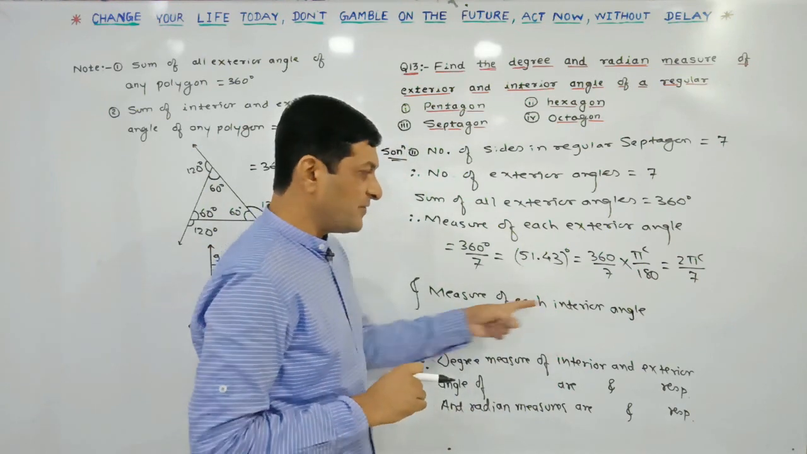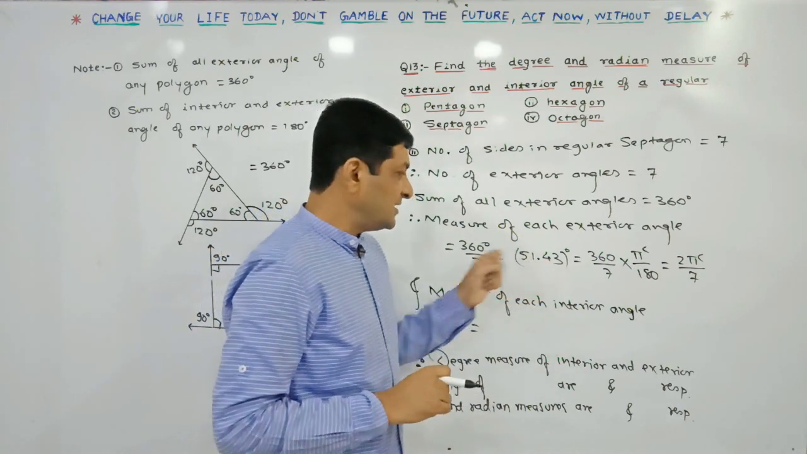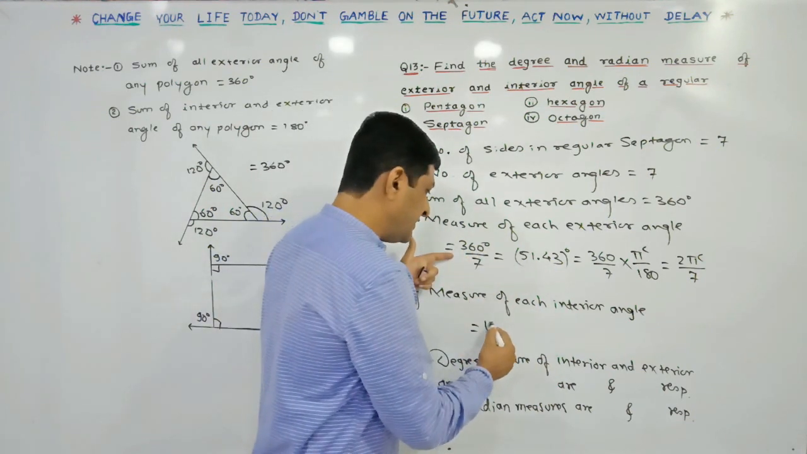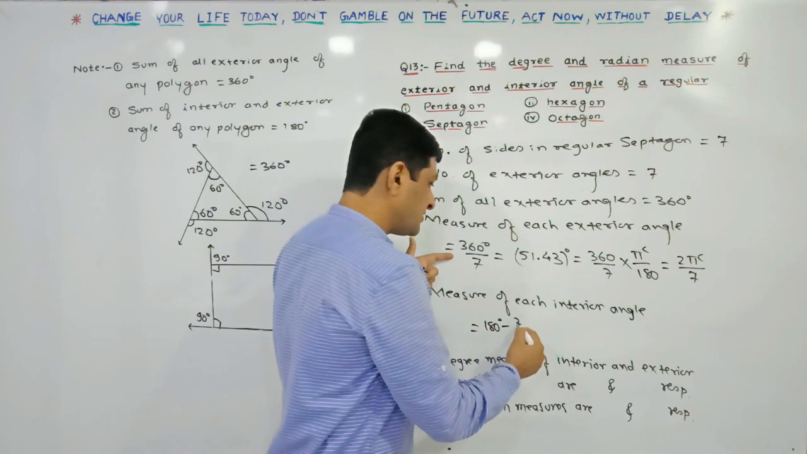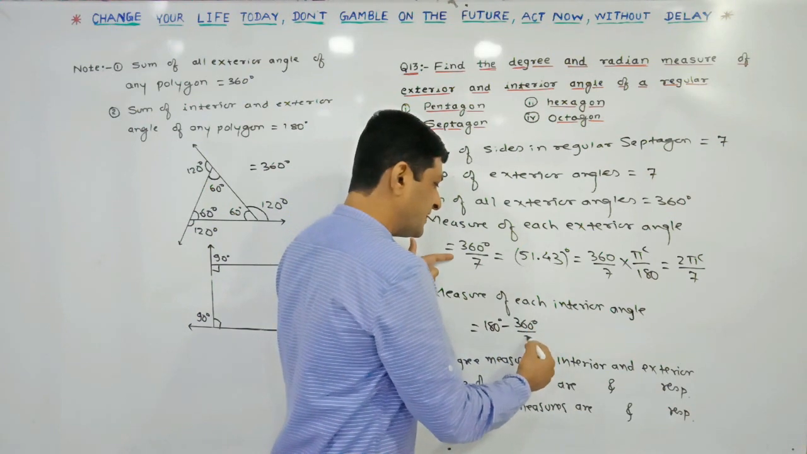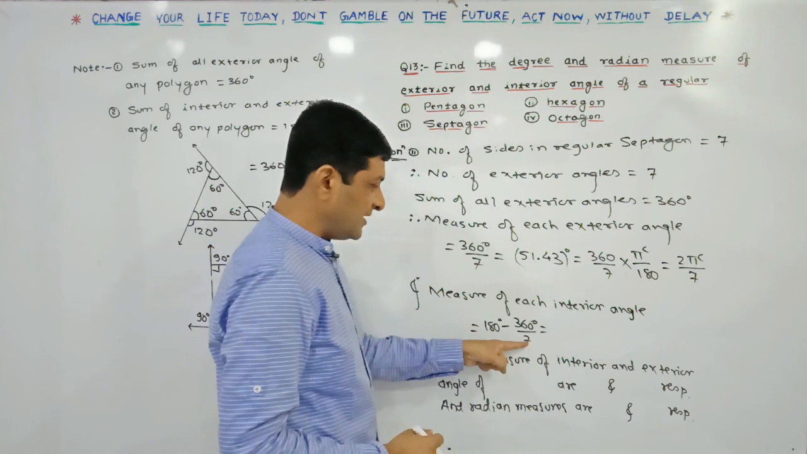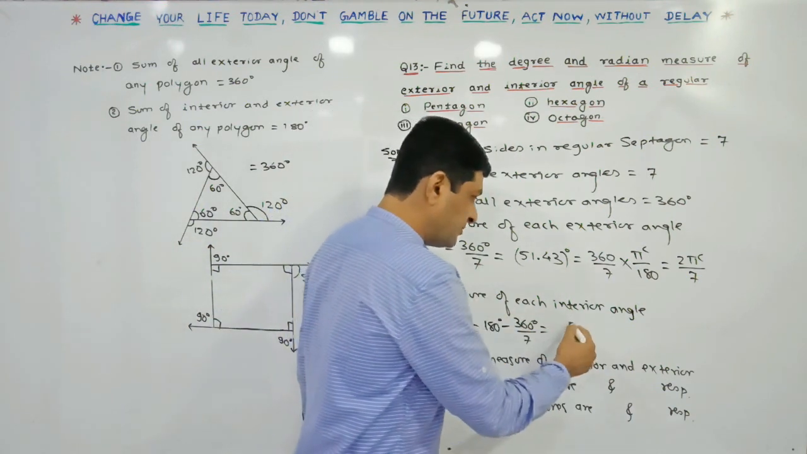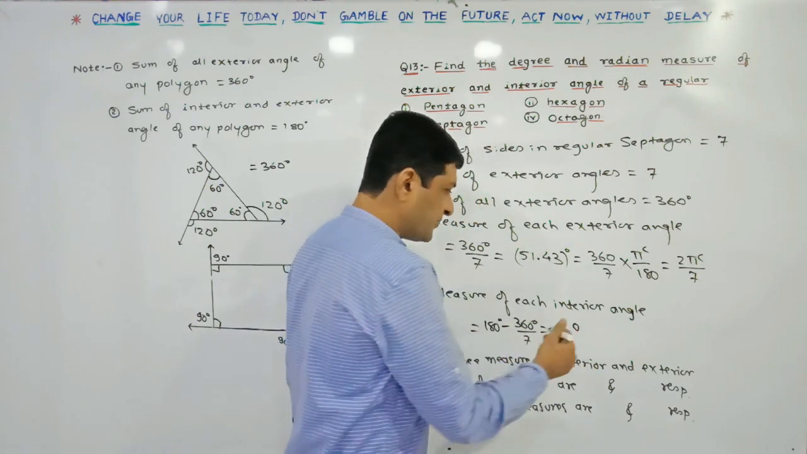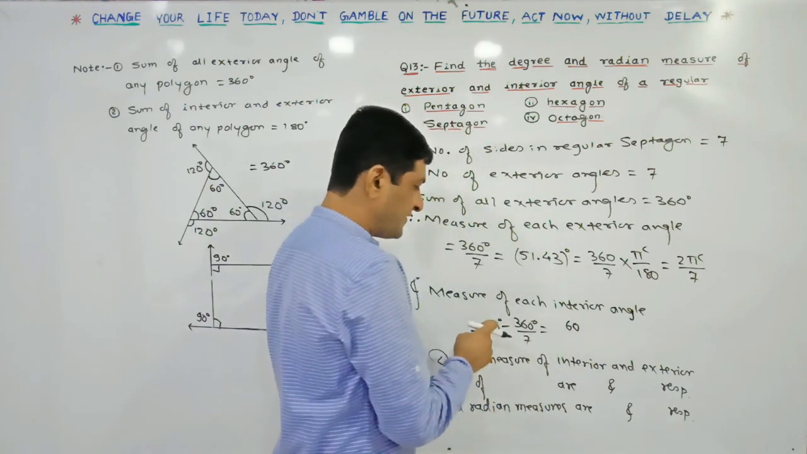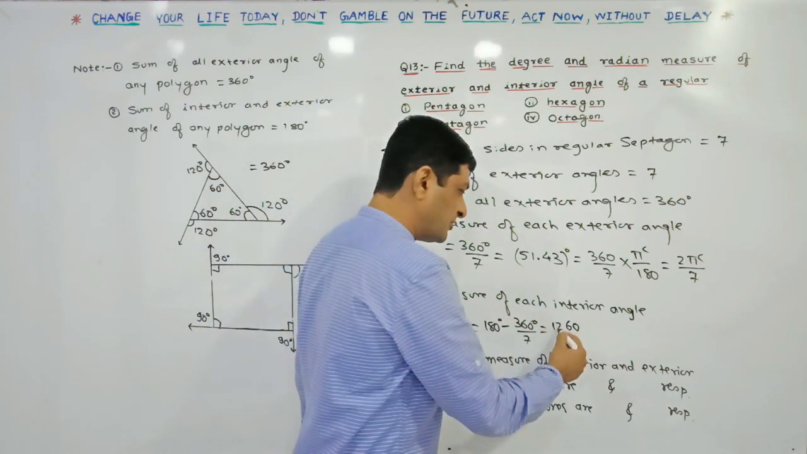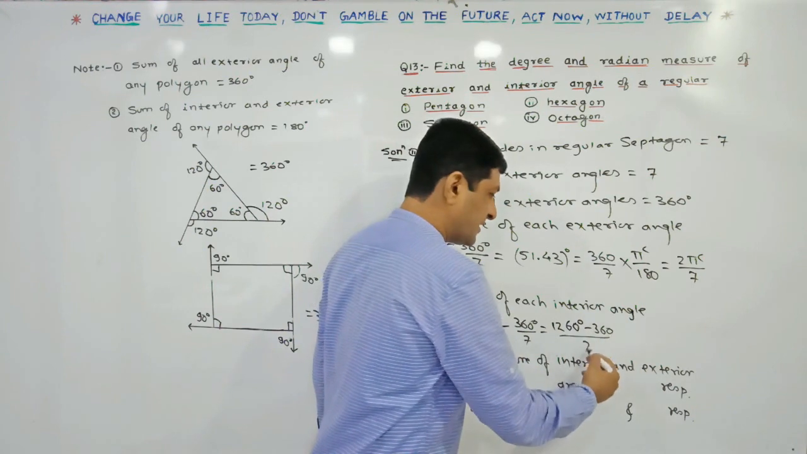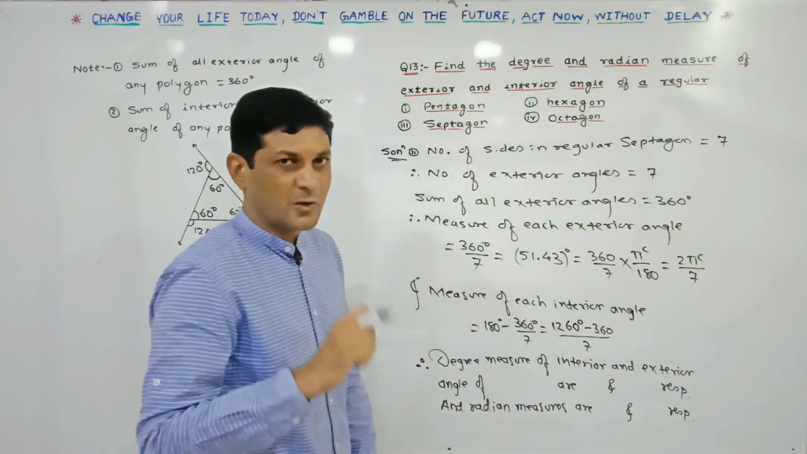To find out the measure of the interior angle, we have to subtract this exterior angle from 180 degrees. So 180 degrees minus 360 upon 7. Let us simplify it. We are simply taking cross multiplication here. 7 into 0 is 0. 7 8s are 56, carry 5. 7 1s are 7, 7 plus 5 is 12. So minus 360 degrees upon 7, keep it as it is. We have simply taken cross multiplication here.